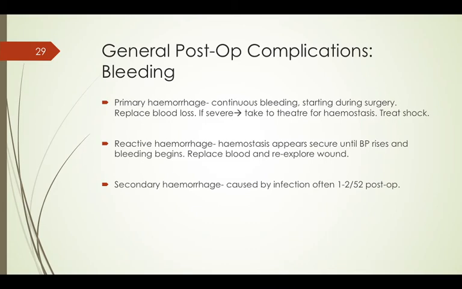Bleeding, so we can classify bleeding associated with surgery into 3 types really. Primary, which starts during the surgery. Reactive, when the blood pressure rises and you start to bleed, and we may need to open up the wound again. And secondary hemorrhage often occurs a week to a fortnight after the operation and is often precipitated by infection.